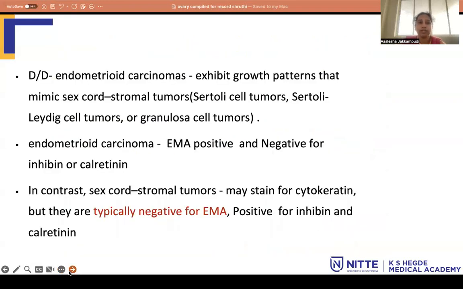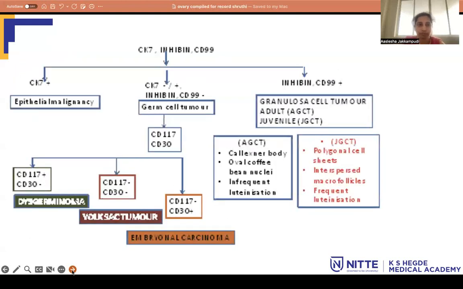The most important differential diagnosis in a case of sex-cord stromal tumor is endometrial carcinoma. So endometrial carcinoma can exhibit growth pattern that of Sertoli cell tumor, Sertoli Leydig cell tumor, or granulosa cell tumor. So here in these set of differential diagnosis, EMA will be helpful. So EMA positivity will rule out sex-cord stromal tumor because they are typically negative for EMA, whereas CK can be positive in sex-cord stromal tumor also.